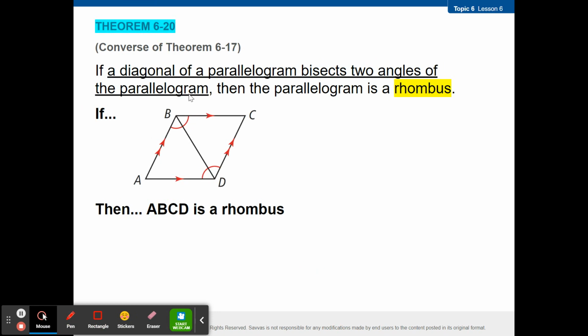All right, so this is the other thing. If a diagonal of a parallelogram bisects two angles of a parallelogram, then the parallelogram is in fact a rhombus. Okay, again, talking about the diagonal, you're going to want to write that down. If a diagonal of a parallelogram bisects two angles of a parallelogram, then it is a rhombus. And remember, square counts too, because square is a rhombus. It's got that family history.